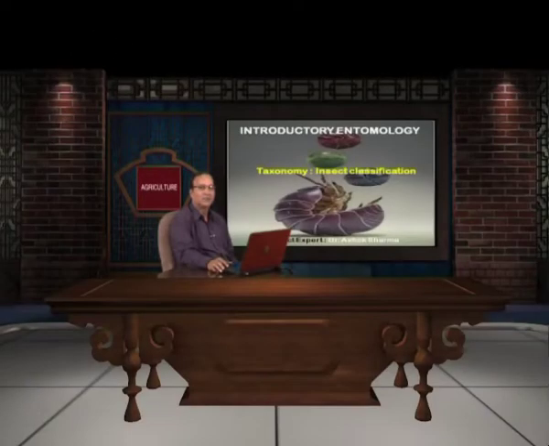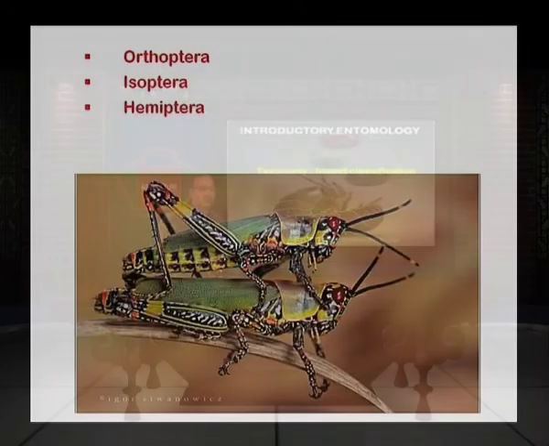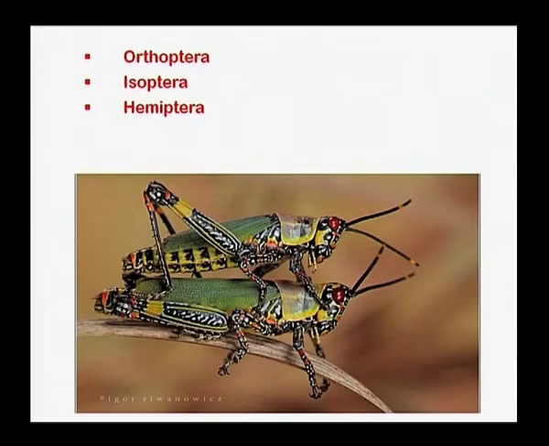Hello viewers, today we shall discuss the classification of certain important orders of agricultural importance one by one. First, we shall start with the order Orthoptera, then we shall take up the next order Isoptera, and finally in this unit we shall take up the order Hemiptera.